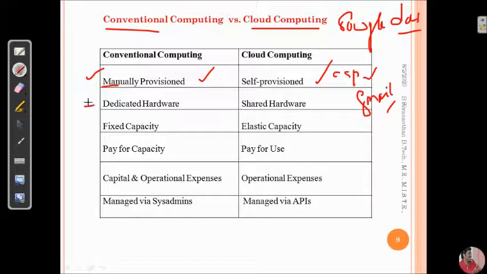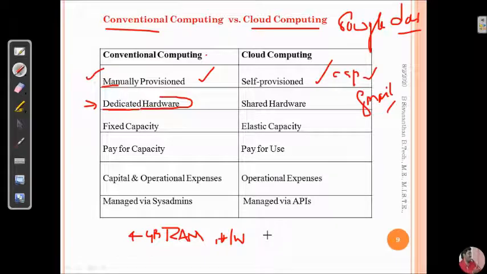Coming to the second difference, in traditional computing, whatever hardware is provided is dedicated. Dedicated in the sense that, for example, if I own a laptop with 4 GB of RAM, and not only the RAM but whatever hardware resource I am using, everything is dedicated to me only. That cannot be shared with someone else. So that is called dedicated hardware.